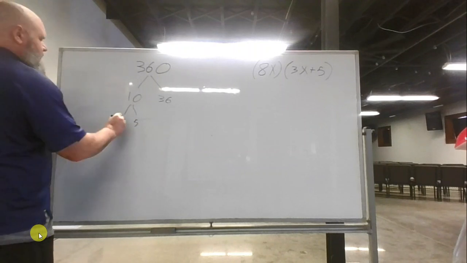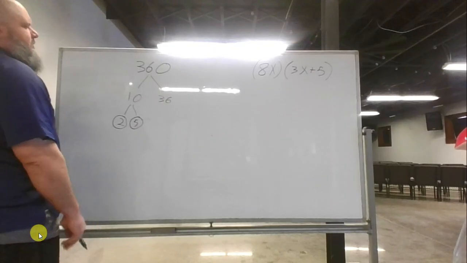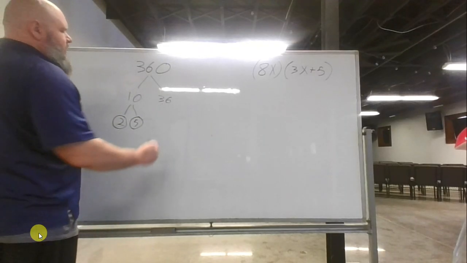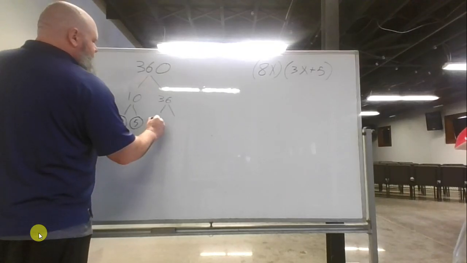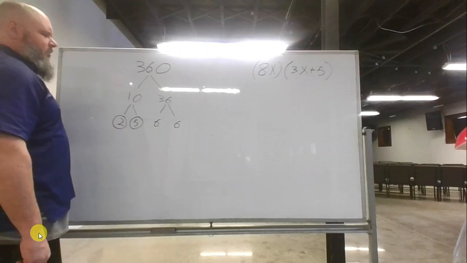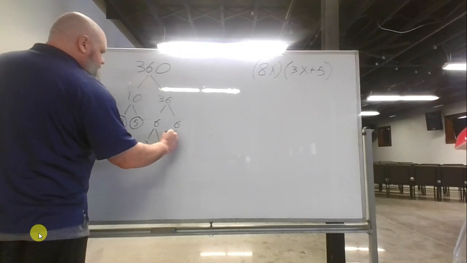Now, let's look at 36. Is 36 a prime number? No. What can we factor out of there? We can go 6 and 6. Are 6 and 6 prime numbers? No. So we break those down even further. A 3 and a 2, a 3 and a 2. 3 and 2 are both prime numbers. So I'm going to circle them because I know I'm done.